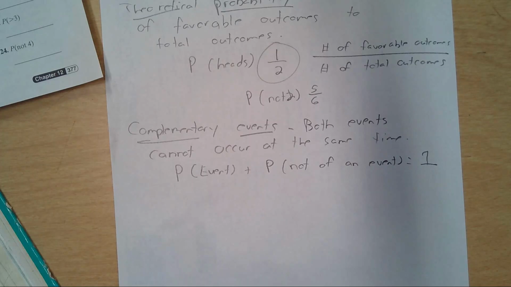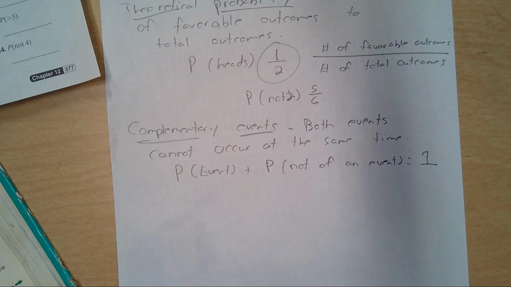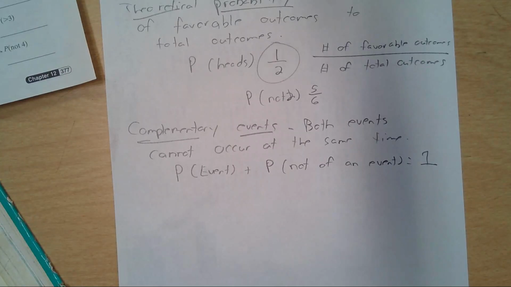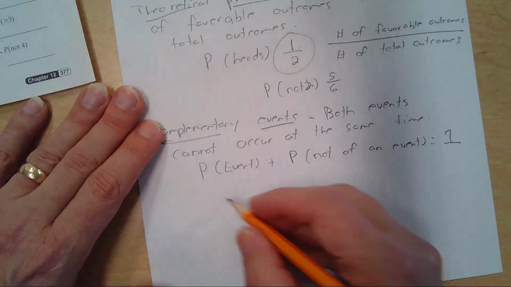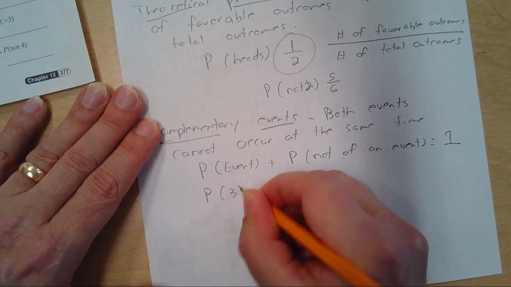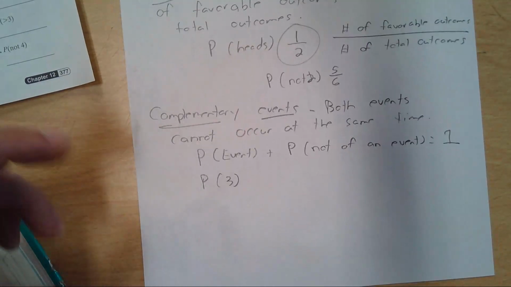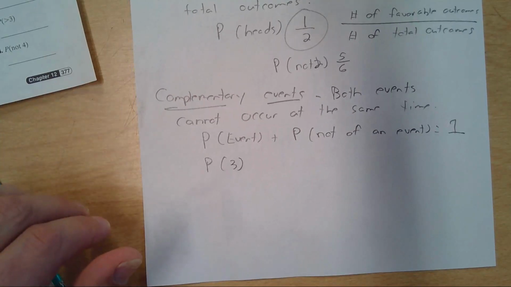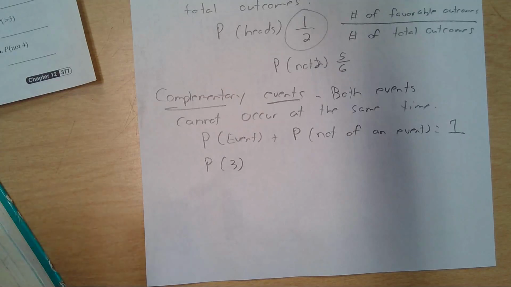So complementary events, both of these events cannot occur at the same time. So if I just said, we'll go back to the die here, the probability of, we'll say, getting a 3. So if I said the probability of getting a 3, which rolling a dice is what? Probability of rolling a 3 on a dice.